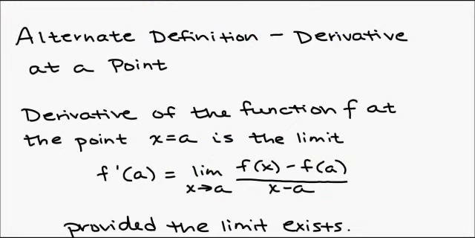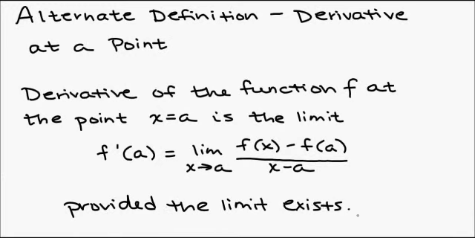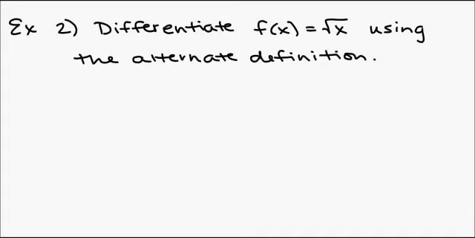Okay, so now we have a second definition, your alternate definition of a derivative. This is a derivative at a point. So before we were just looking at the derivative of the entire function. Now we're looking at a specific point. So the derivative of the function f at the point x equals a is the limit: f prime of a equals the limit as x tends to a of f of x minus f of a divided by x minus a. Again, this is provided that the limit exists. And you can see it's a pretty similar function here. Okay, so example 2. Differentiate f of x equals the square root of x using the alternate definition.